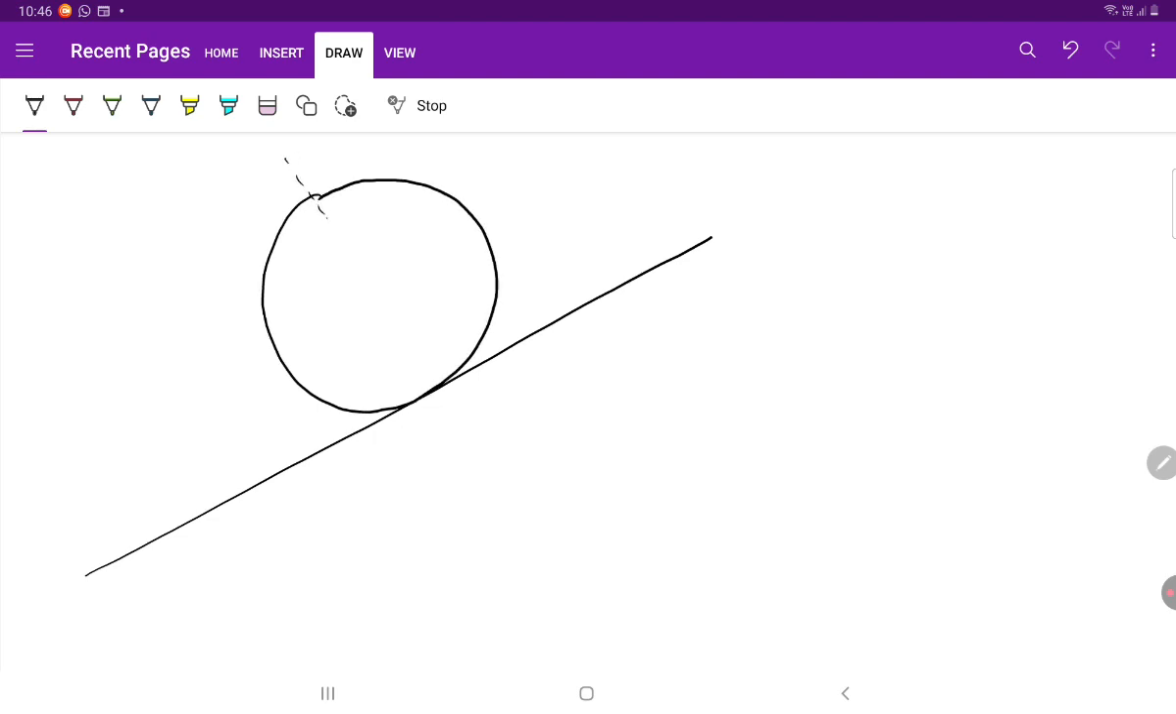So first of all, you must know the concept of angle of repose, that the limiting condition for this body to be in equilibrium is mu less than or equal to tan theta. But theta is the angle between the incline and the horizontal.